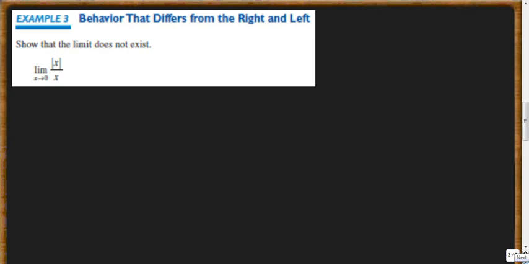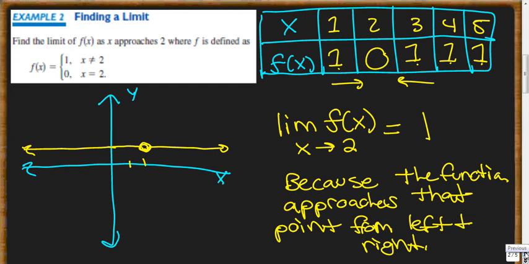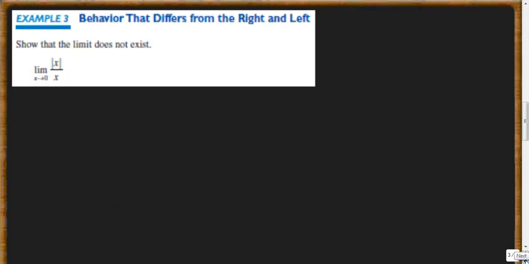So example 3, behavior that differs from the left and right. In the previous one, we had the same behavior from left and right. Well, what happens if we have different behavior? This graph here is an interesting one: the absolute value of x over x as x approaches 0. So let's draw this graph real quick.